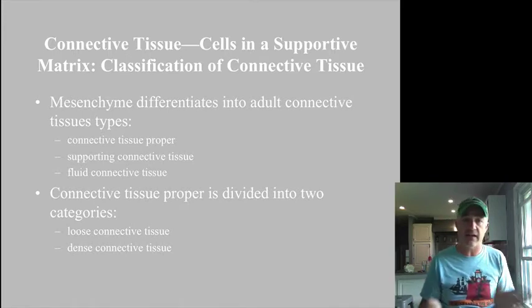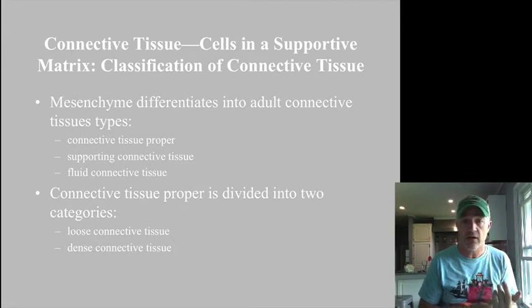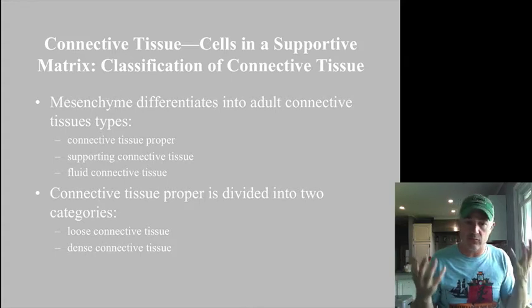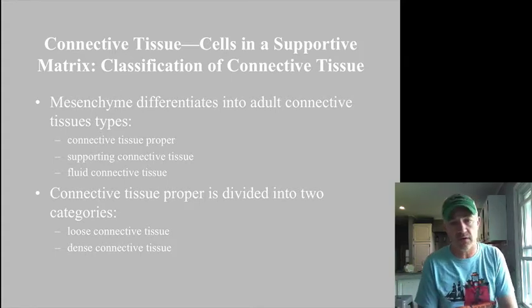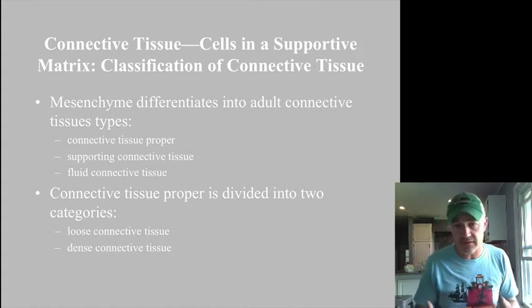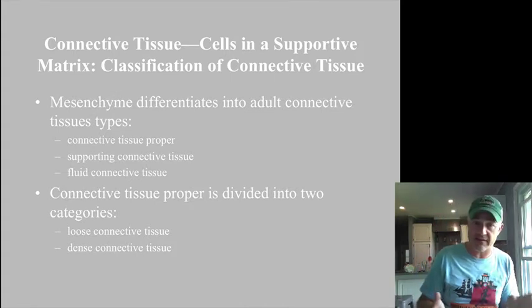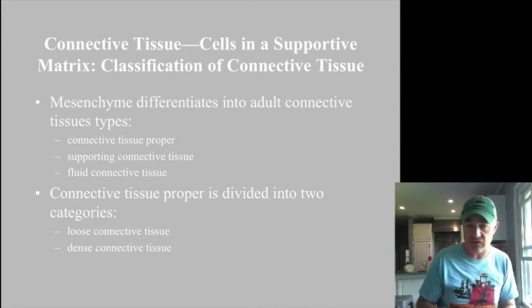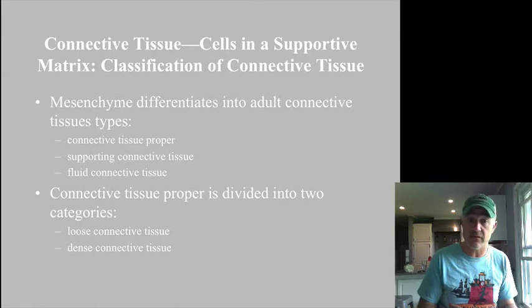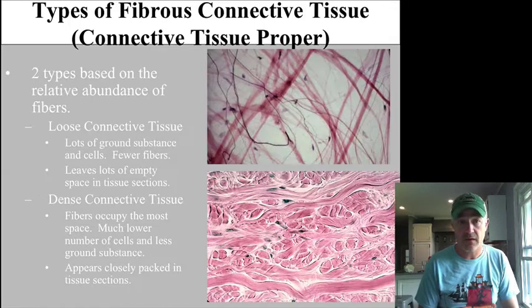and we're going to see it's really subdivided into two categories. We have what's called loose connective tissue and dense connective tissue, and it really is just going to have to do with fiber. We're going to see that when the tissue is mainly fibers with not a lot of cells and not a lot of space, it's going to be a dense connective tissue, whereas lots of space, not a lot of fibers, not a lot of cells is going to be those different types of loose connective tissue.